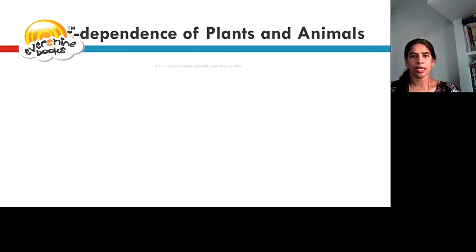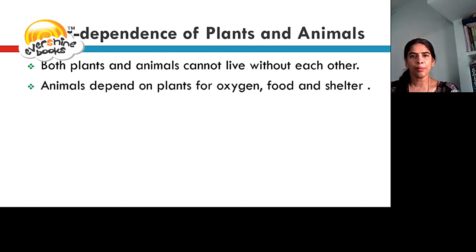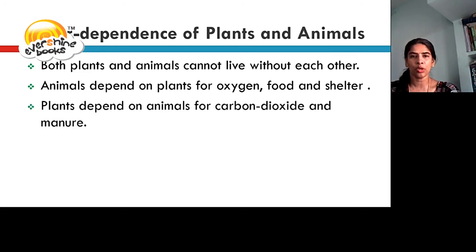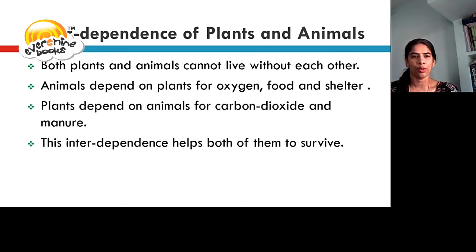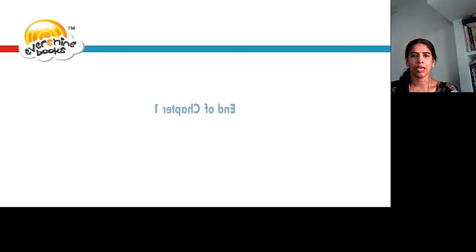Interdependence of plants and animals. We have now studied that plants and animals cannot live without each other. Animals depend on plants for oxygen, food and shelter, while plants depend on animals for carbon dioxide and manure. This interdependence helps both of them to survive. Therefore, we human beings should protect and take care of air, water, soil, plants and animals.